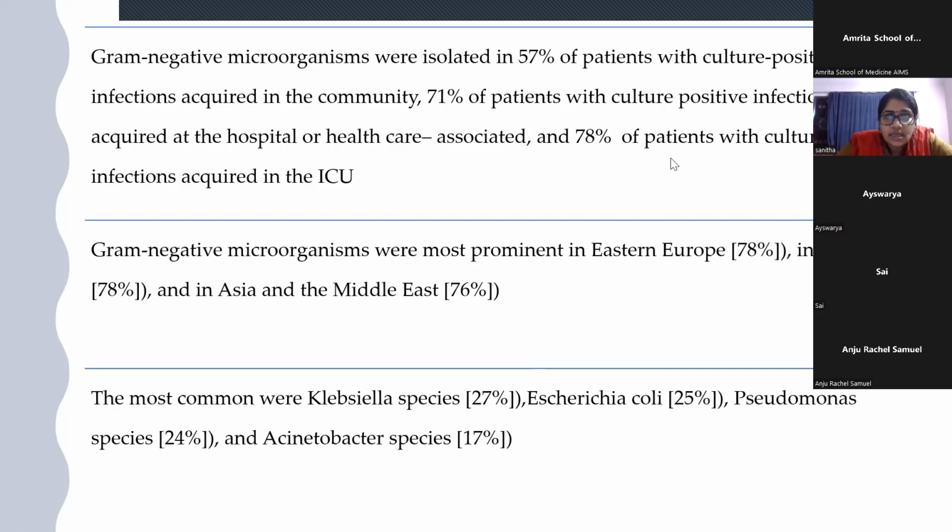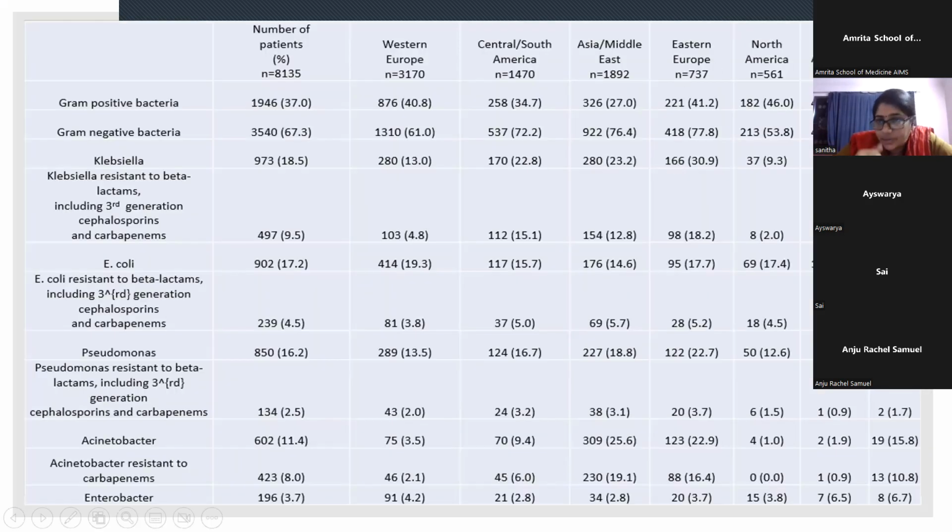This is the table that I took from the EPIC 3 study. If you see here, it's almost above 60% all over the world that is due to gram-negative infection. And the common organisms are Klebsiella, E. coli, Pseudomonas, Acinetobacter, Enterobacter, etc. But if you see the proportion of resistant organisms, it's not very uncommon.